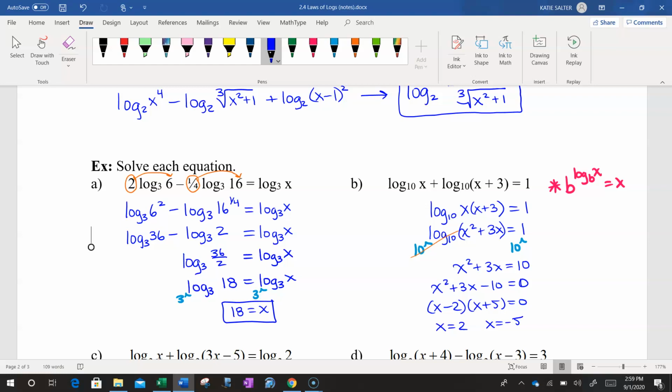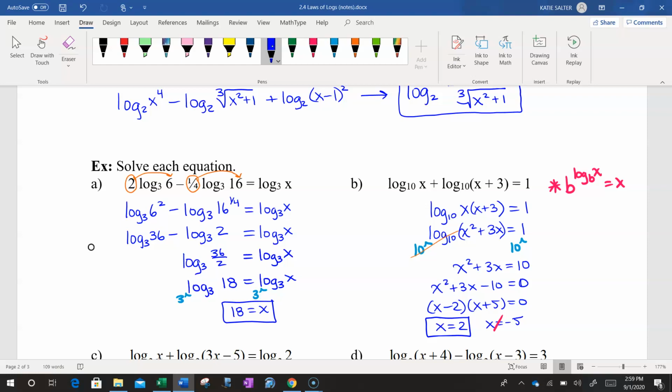When we substitute 2 back into this logarithm, we're good, and the second logarithm, we're good. However, if we substitute negative 5 into that first logarithm, we're not good, so there's no reason to even check the second one. If it doesn't work in any of them, it's not going to work. So in this case, we only have one answer. The other one is extraneous.